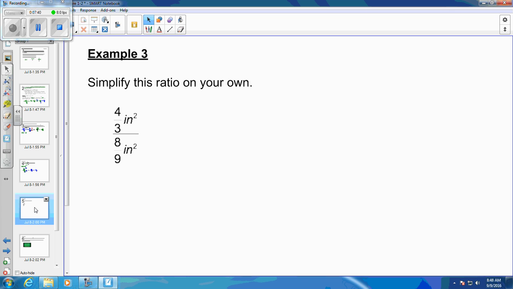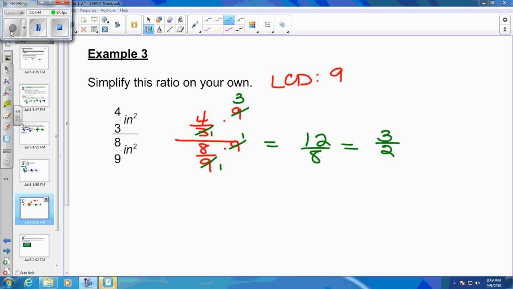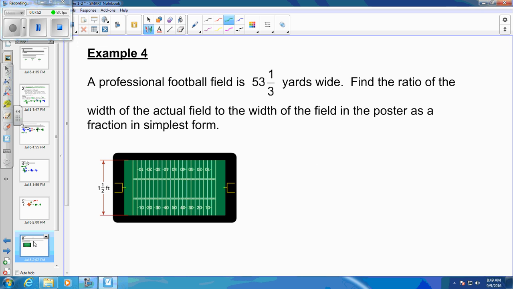All right, try simplifying this one on your own. I got 3 halves. How'd you do? All right, now let's look at this one. This one is a little more difficult.